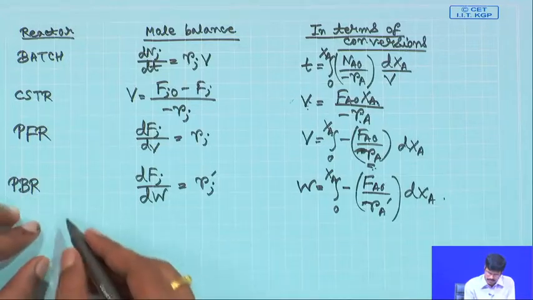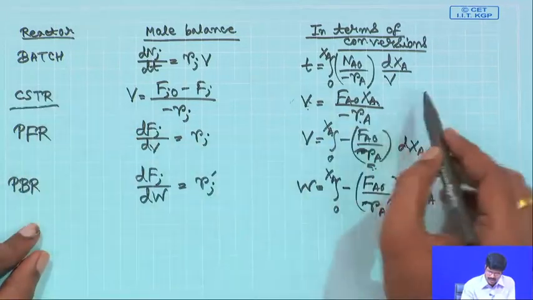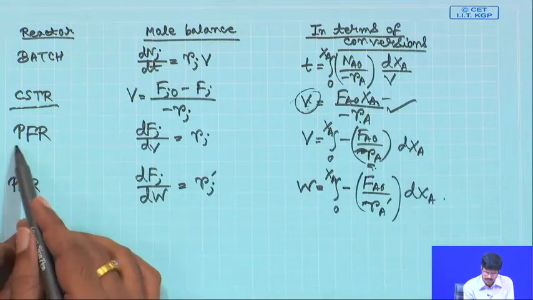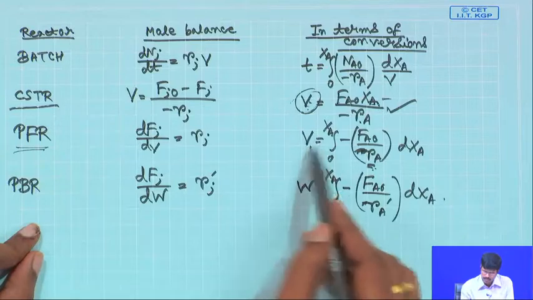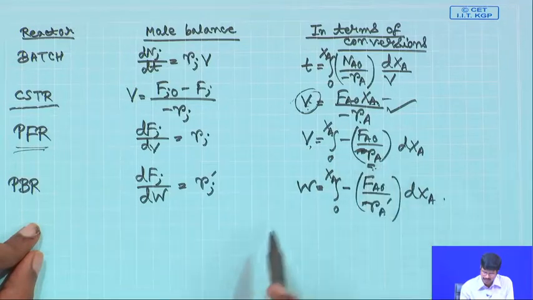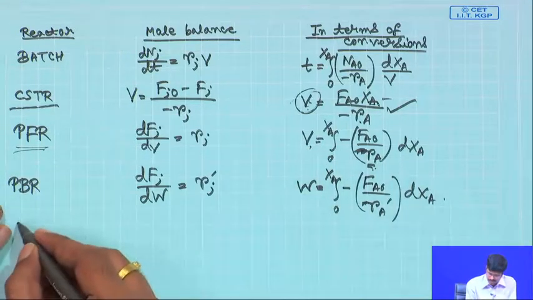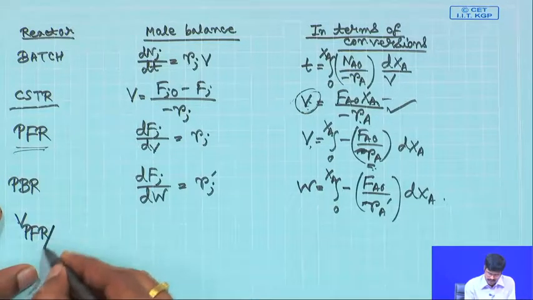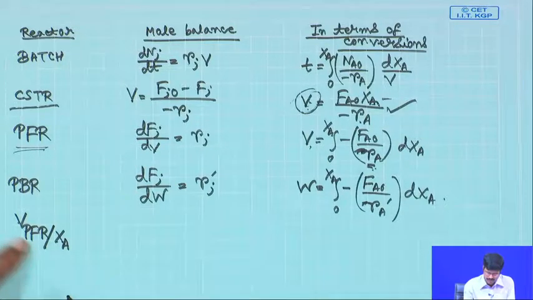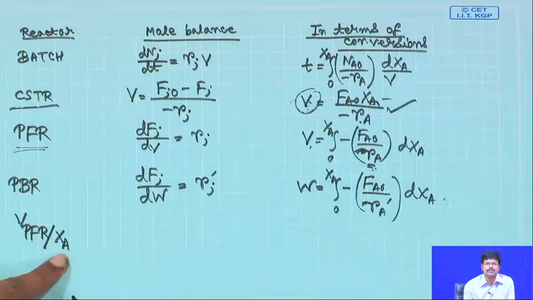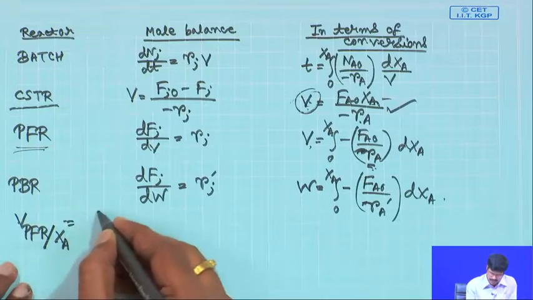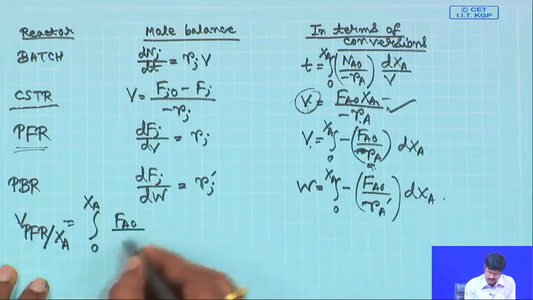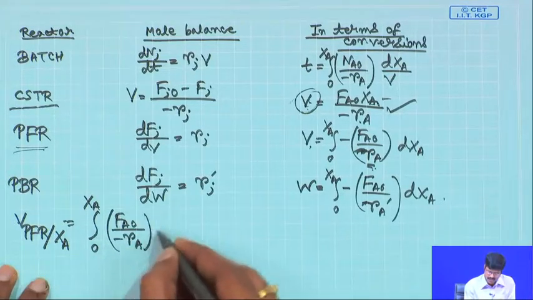Now, we have already talked about the CSTR in detail, how to find the volume for a particular conversion. If we want to do the same problem for PFR, the volume for a particular conversion, let us say V_PFR for a particular conversion x_A, what is the volume of the plug flow reactor for a conversion of x_A? That is equal to the integral from 0 to x_A of F_A0 by minus r_A dx_A.